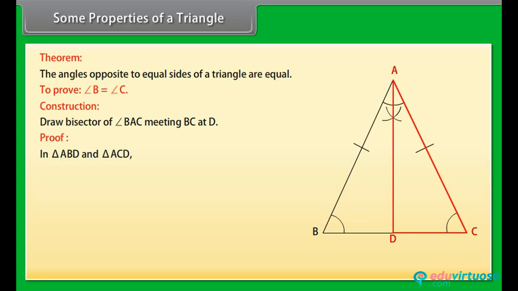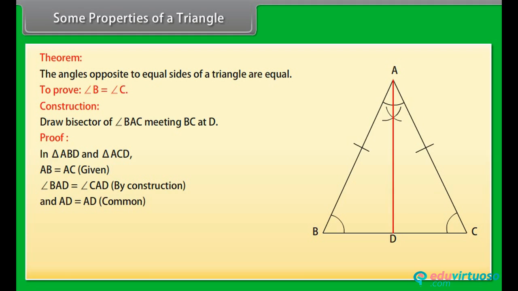Therefore, by SAS rule, triangle ABD is congruent to triangle ACD. Hence, angle B is equal to angle C. The converse of the above theorem is also true, which says that the sides opposite to equal angles of a triangle are equal.